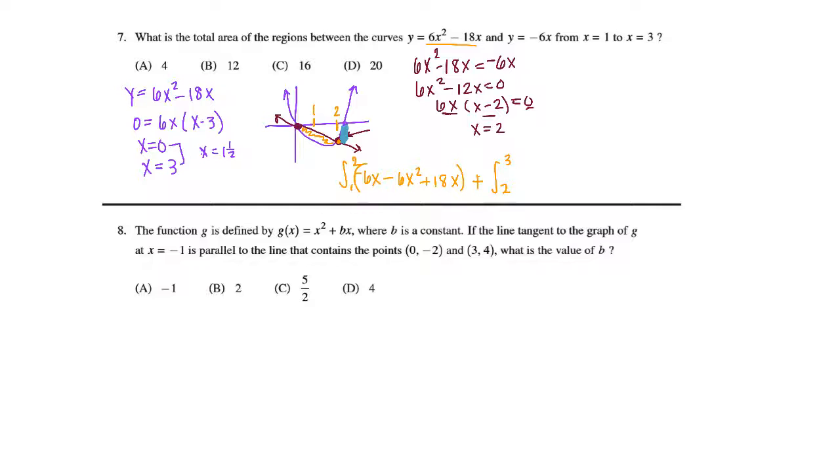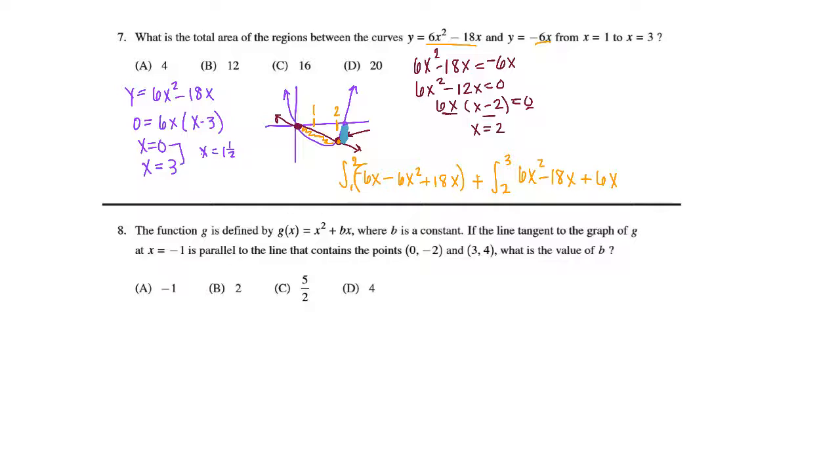but this time a different function's on top. The parabola is on top. So we're going to take our parabola, 6x squared minus 18x, and then I'll subtract the line, so minus a -6x or plus 6x. And so that's going to be the setup of this problem.